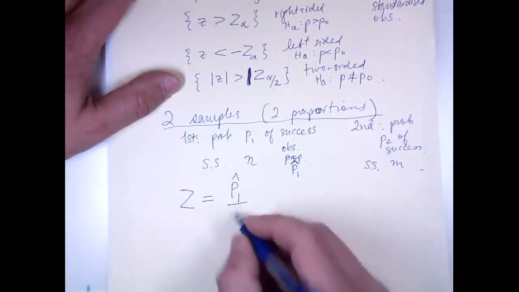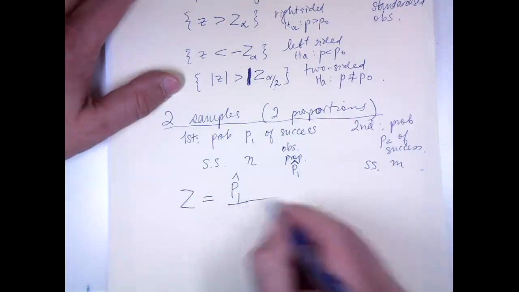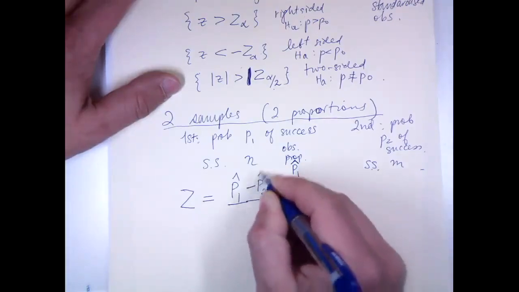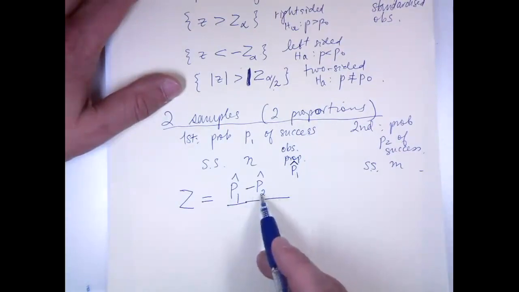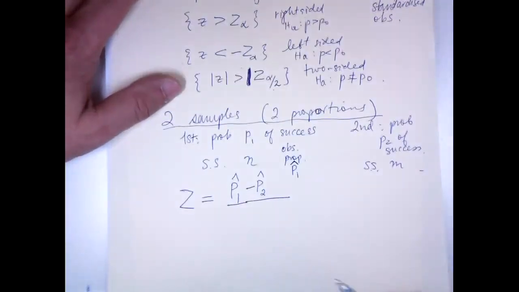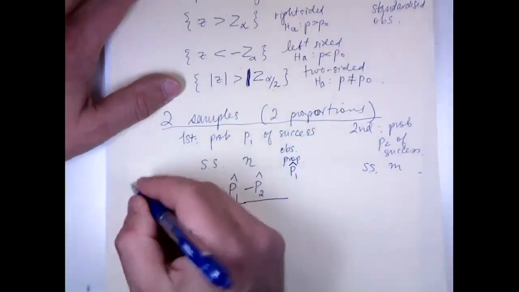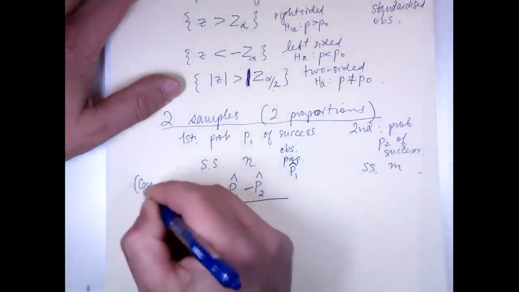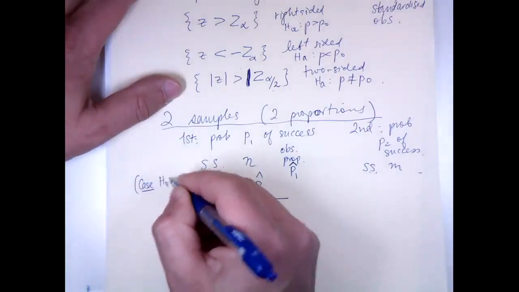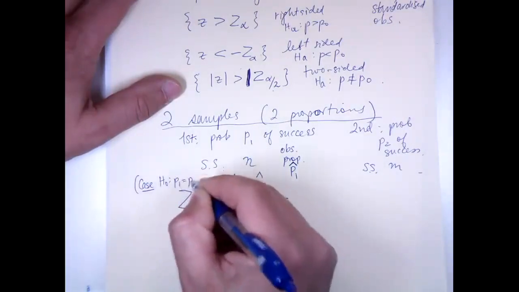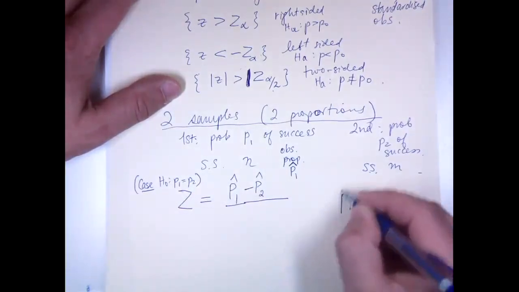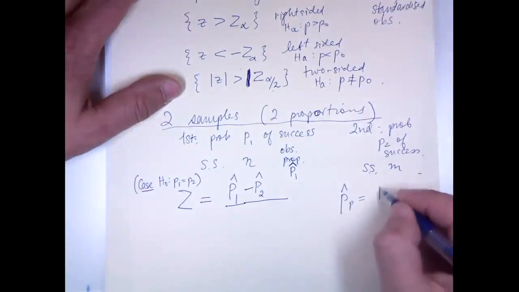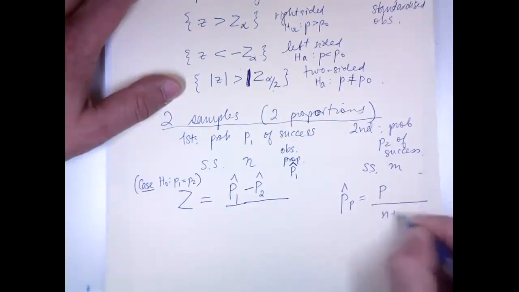And that's p1 hat minus p2 hat, over... Now it depends on the null hypothesis. I said before that you could do it with the null hypothesis that p1 equals p2. In that case, your numerator would just be p1 hat minus p2 hat. I'll do it in two cases. The first case is when H0 is that p1 equals p2. If that's your null hypothesis, you use a pooled proportion, as I said at the end of last time, p hat. You take the total successes divided by the total observations. Total observations is n plus m.